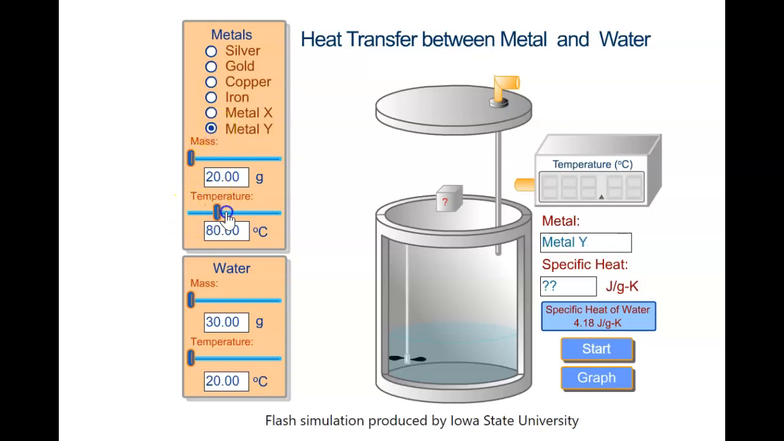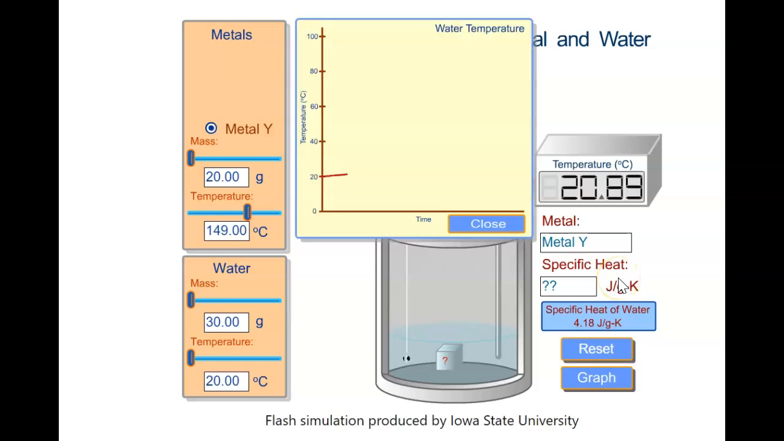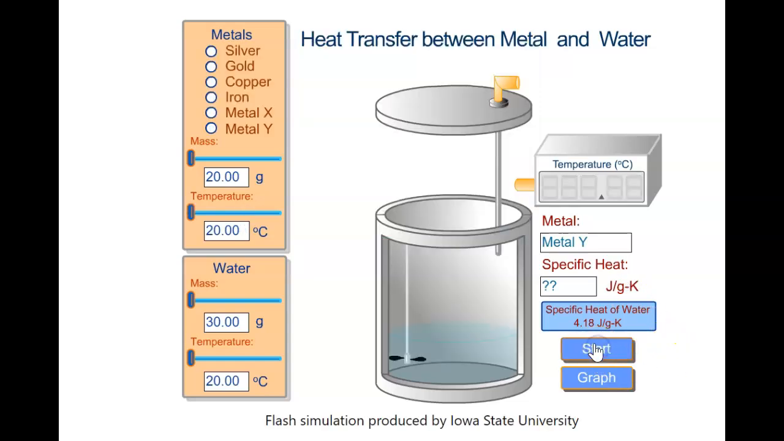We'll go back to what we did all of the knowns for, 20 grams and 149 degrees Celsius. Again, we don't know what the specific heat is. That's what our job is to find out. Start the reaction, start collecting the data. Let's see what happens to the sample. So we've plateaued out at 29.18.